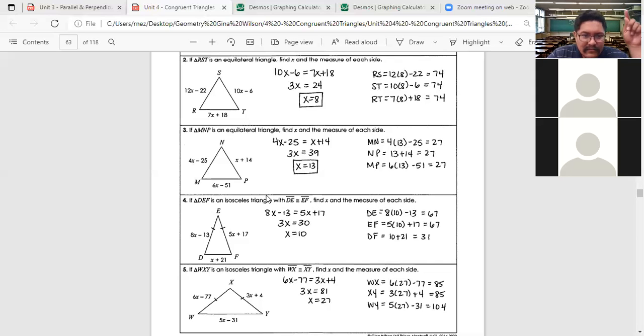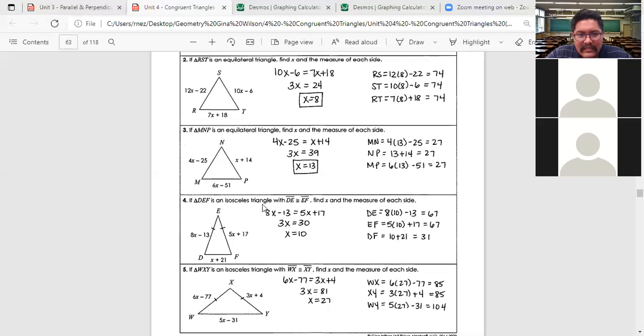All right, so in this case, we don't really have a big choice. We can't pick these two because those are not equal to each other. We cannot pick these two because they are not equal to each other. We only have one choice, and that is to set these two equal to each other. So 8x minus 13 and 5x plus 17, we're going to set them equal to each other because, again, isosceles means that they're congruent, and congruent kind of means that they are equal to each other.